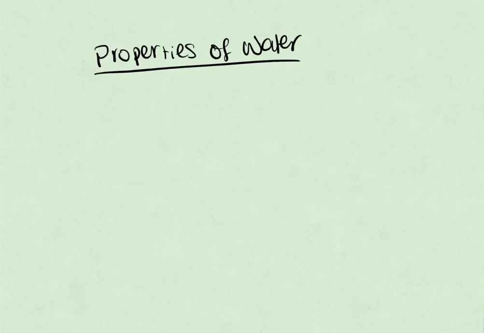Let's talk about the properties of water and what makes it so important for all of us. So let's start off by talking about how water is a polar molecule. And what I mean by this is that it has partial negative poles and partial positive poles.